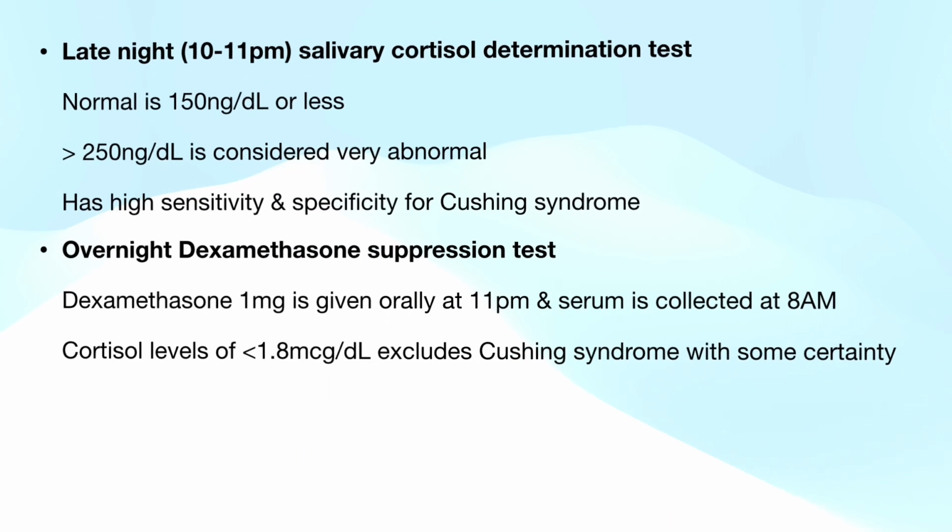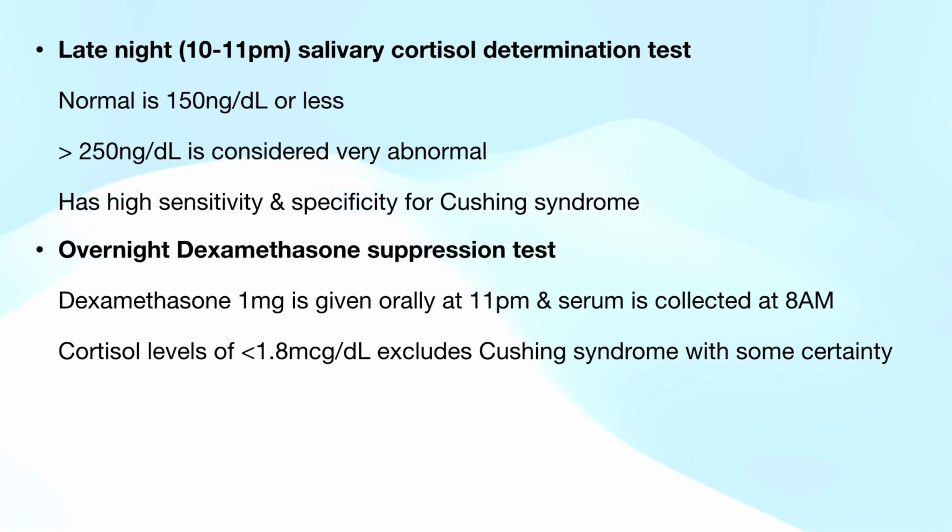The normal levels of cortisol in saliva in late night is about 150 nanograms per deciliter or less. In late night salivary cortisol determination test, the sample is collected around 10 to 11 pm. If the cortisol levels are found more than 250 nanograms per deciliter, it is considered abnormal. In overnight dexamethasone suppression test, dexamethasone 1 mg is given orally at 11 pm and the sample is collected at 8 am. If the cortisol levels are found less than 1.8 micrograms per deciliter, the chances of Cushing syndrome to be less.